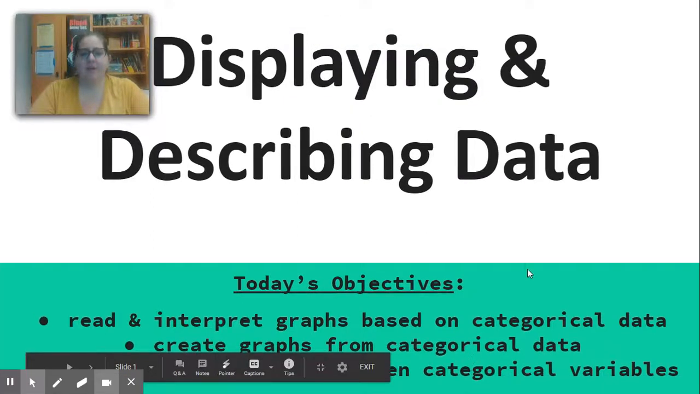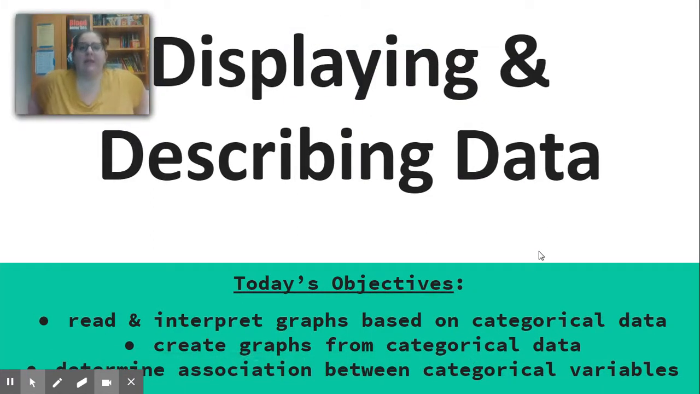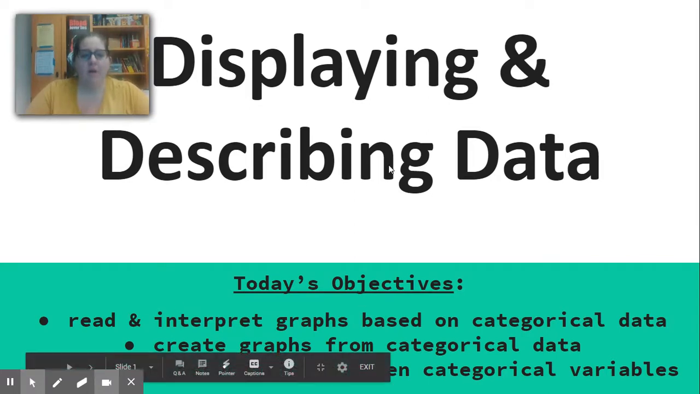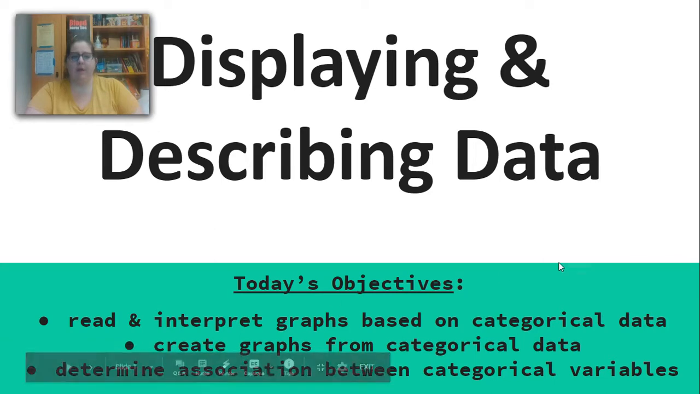Hey guys, so today's lesson is on displaying and describing categorical data. So we're moving on from talking about experiments and collecting data for just a brief moment in this unit to talk about categorical data and how we describe it and display it and talk about it and all of that stuff. So today's objectives are going to read and interpret graphs based on categorical data.